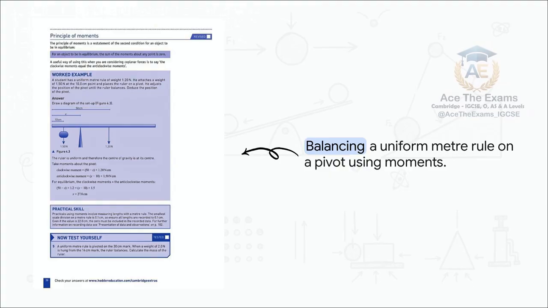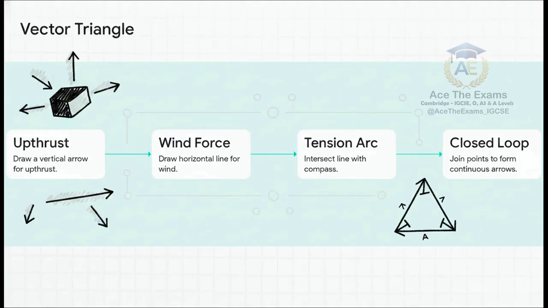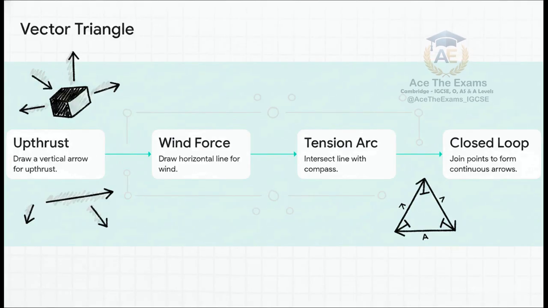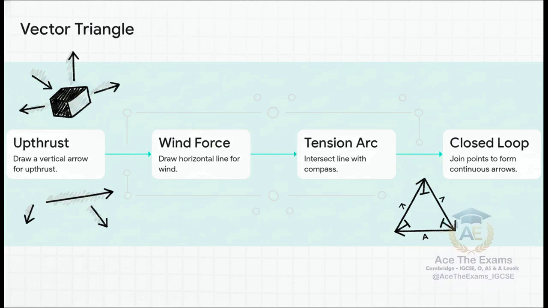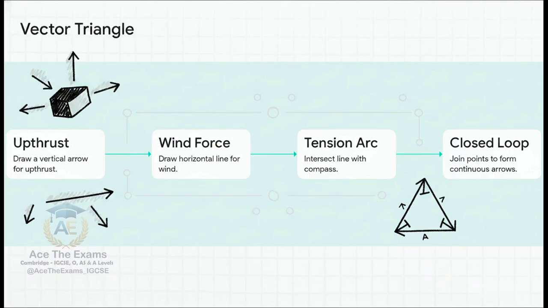Methodical, step-by-step logic. But what happens when forces aren't just acting up and down on a flat 2D ruler? What if you're dealing with a complex system of forces acting at strange angles? This is where vector triangles come in. When dealing with multiple coplanar forces, you can visually prove equilibrium by following these exact steps to draw a closed vector triangle. The golden rule here is that all the arrows must flow sequentially in the exact same continuous direction.